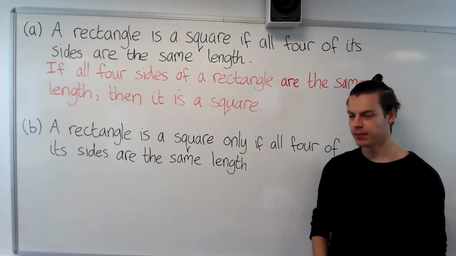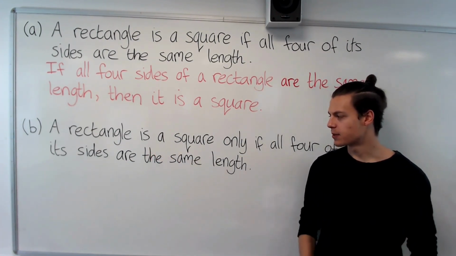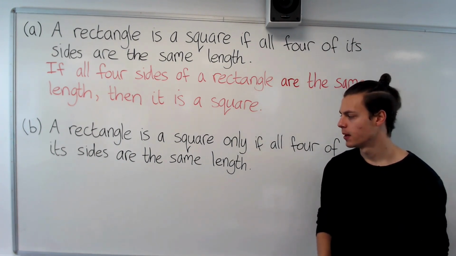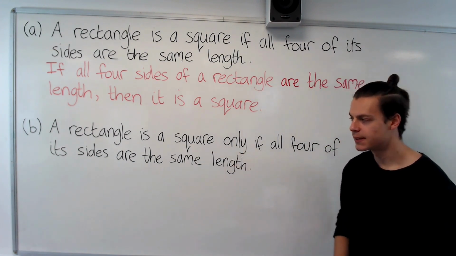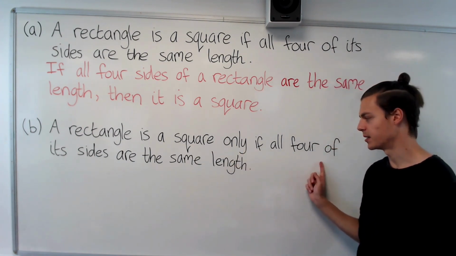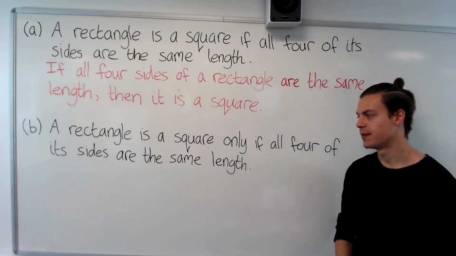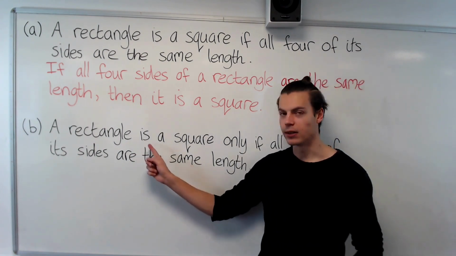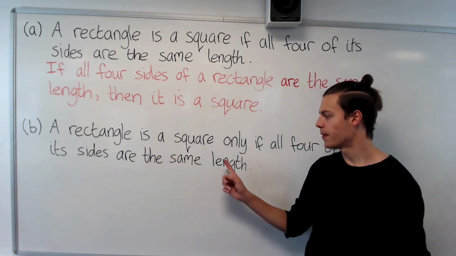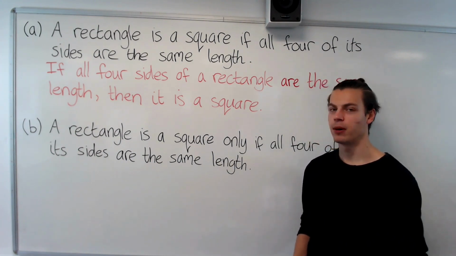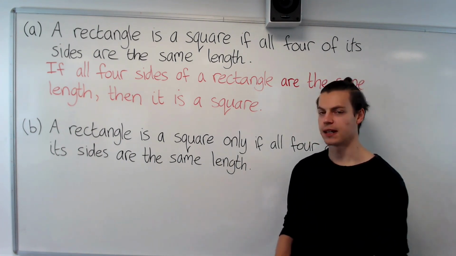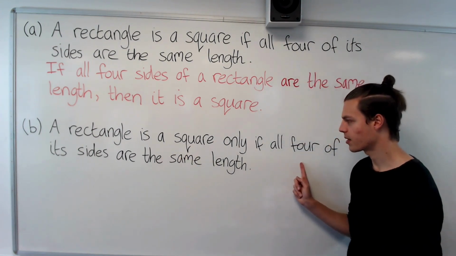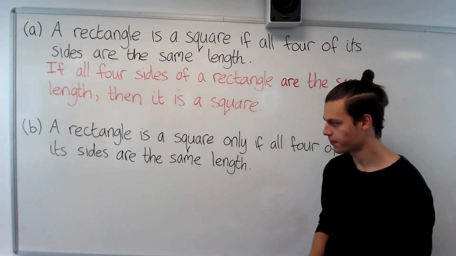Now a second statement is a rectangle is a square only if all four of its sides are the same length. Now notice the subtle difference here. This statement is saying that it is a necessary condition that all four of its sides are the same length, right? Not sufficient. So this means that if a rectangle is a square, then this is only possible if all four of its sides are the same length, right? So if a rectangle is a square, then we can conclude that all four of its sides are the same length.